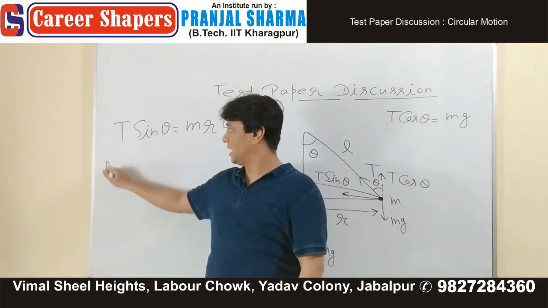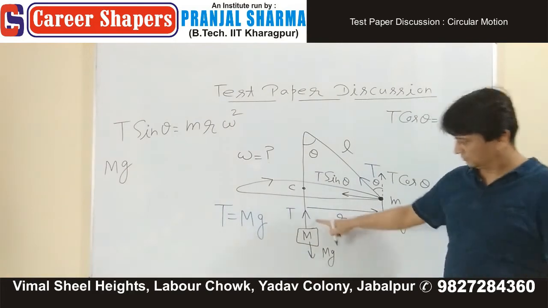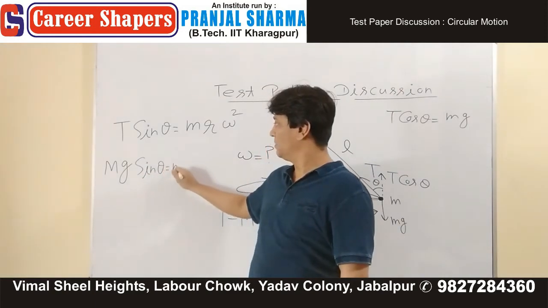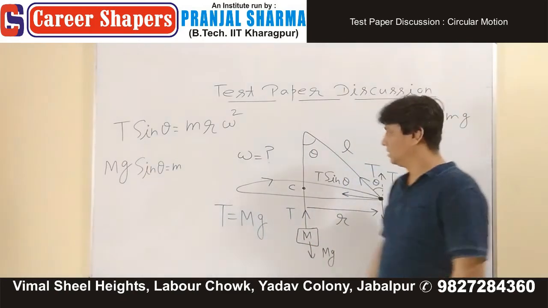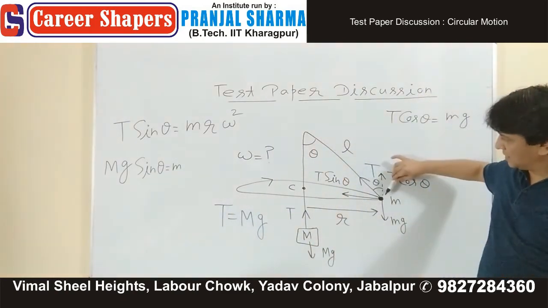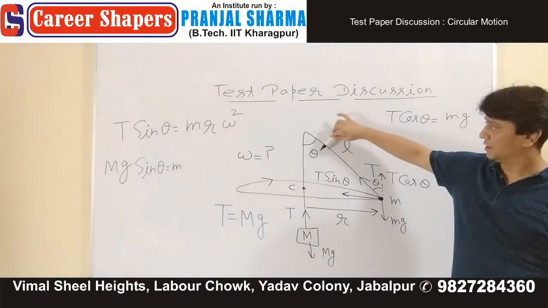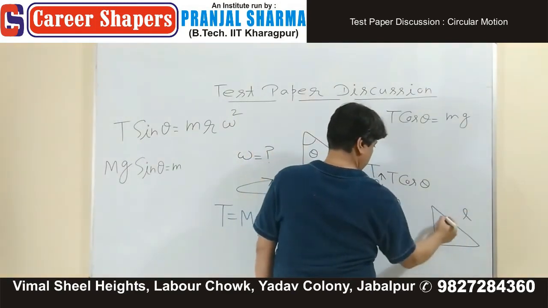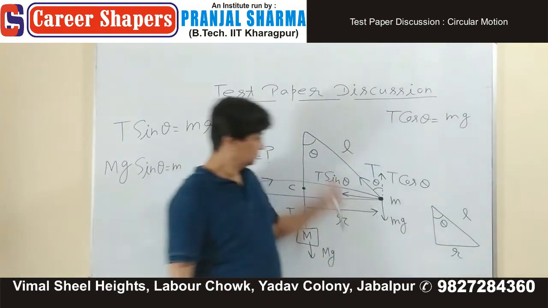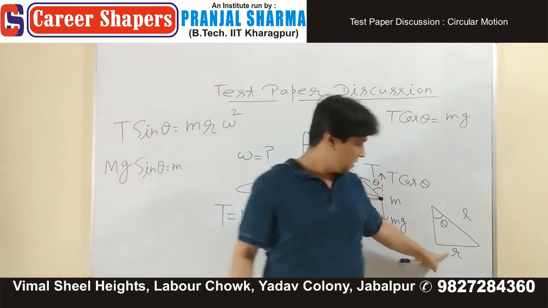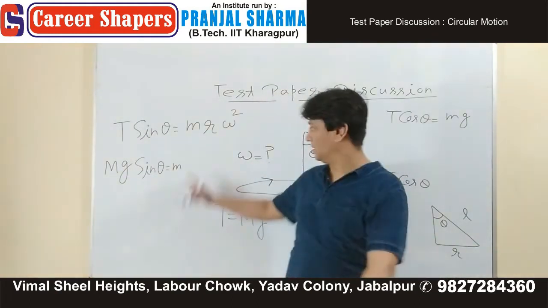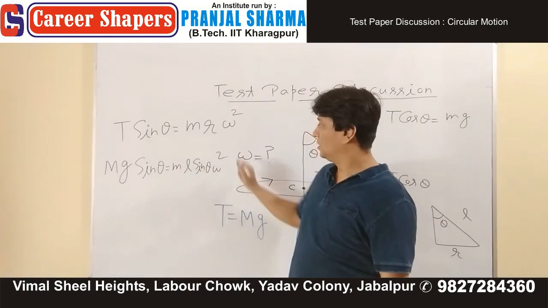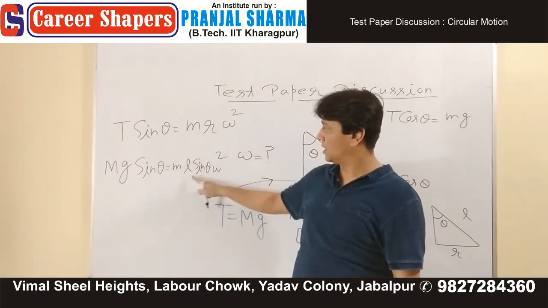What is capital T? T cos theta is mg, here. T sin theta equals m R omega square. What is R? The question has given it: this is L, this angle is theta. So you have a right angle triangle like this, with L, theta, and R. R is the perpendicular component of L, so R is L sin theta. m times L sin theta times omega square; this whole thing is R.